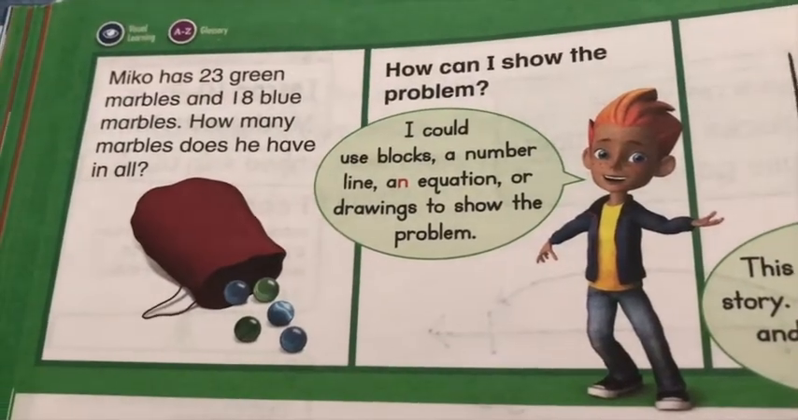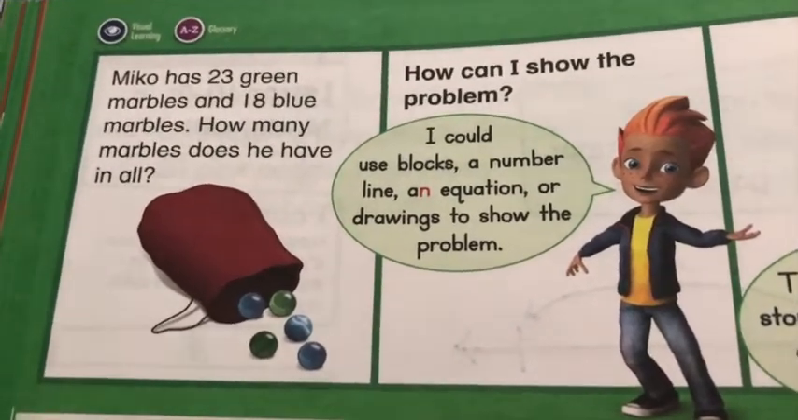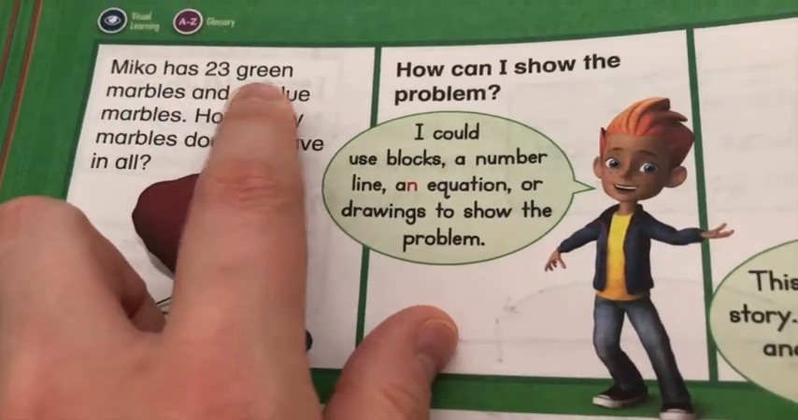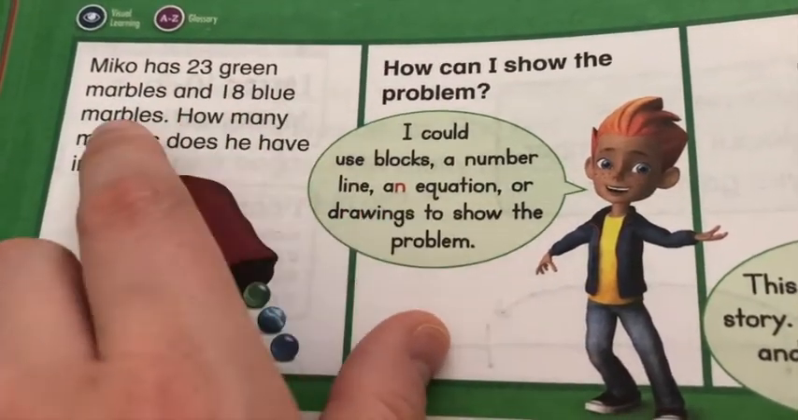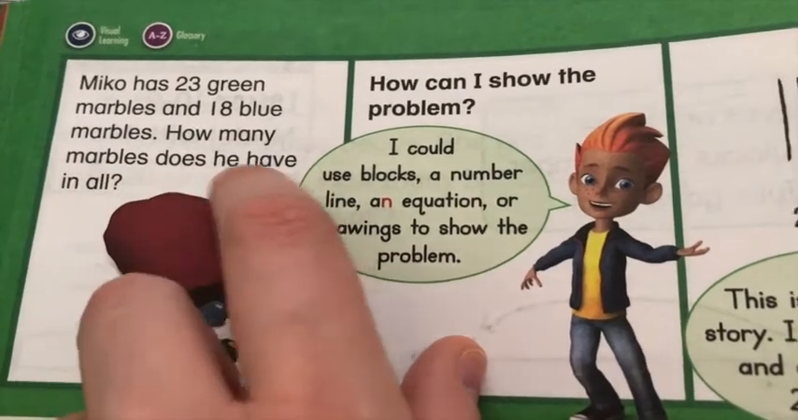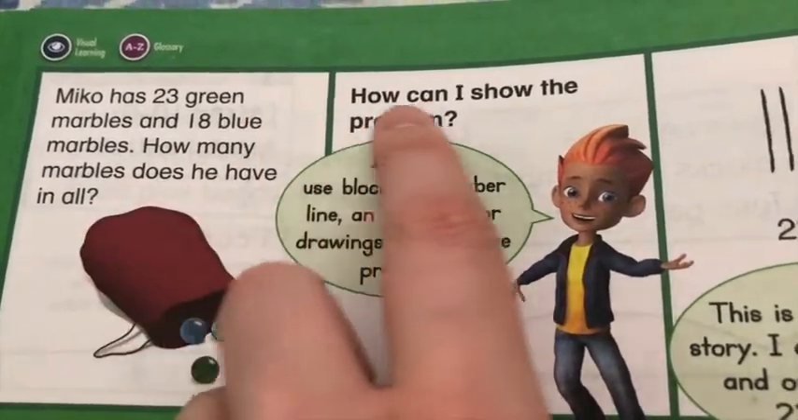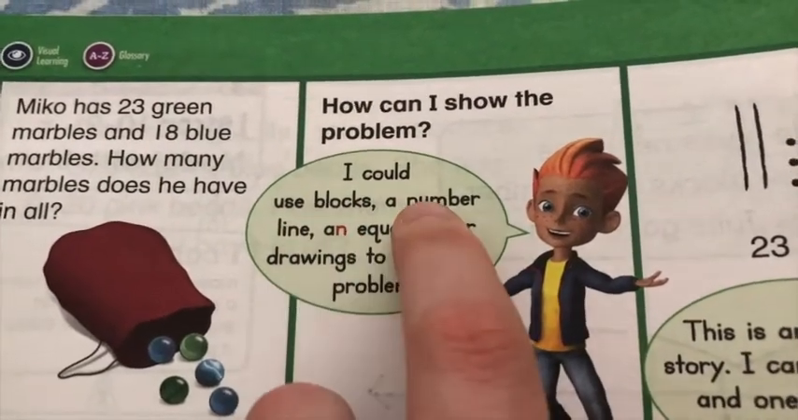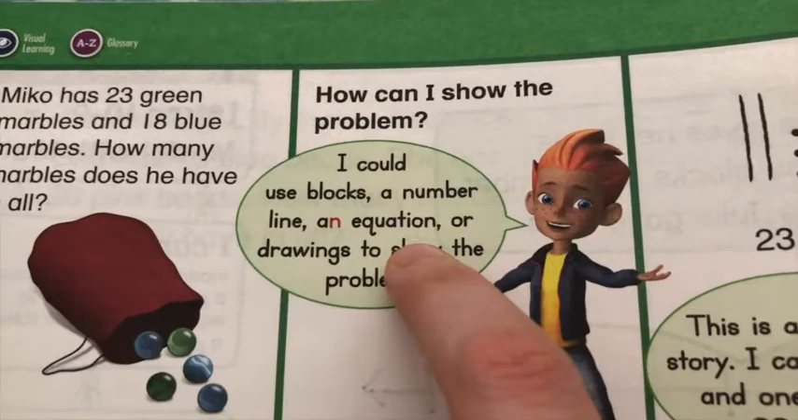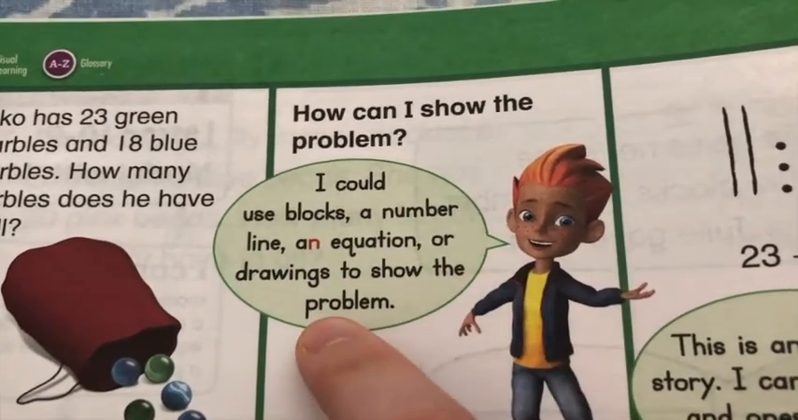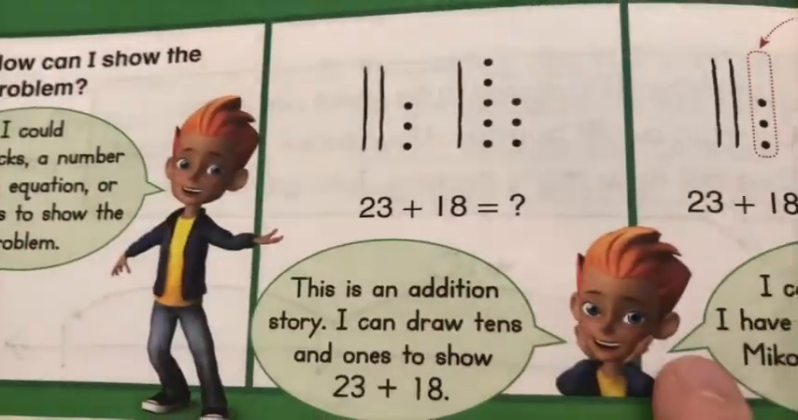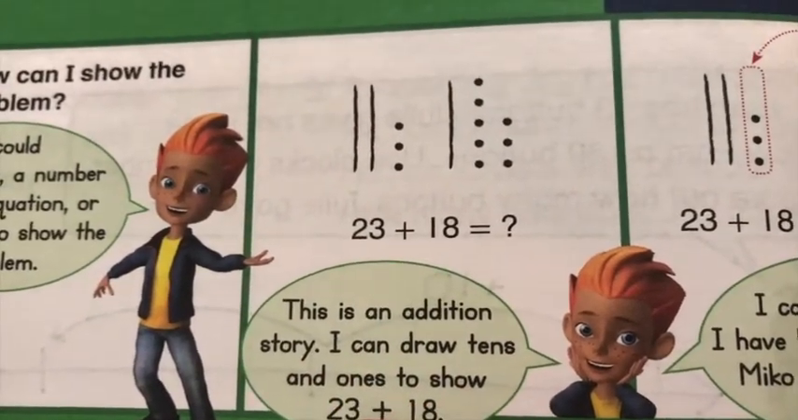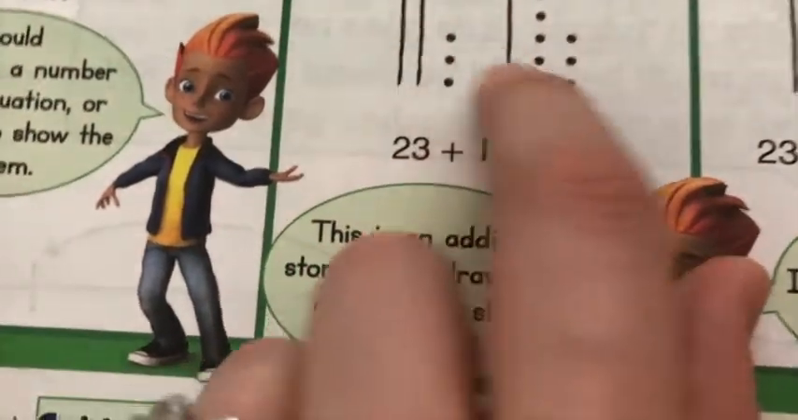Now turn the page to page 434. Let's read this section together. It says, Miko has 23 green marbles and 18 blue marbles. How many marbles does he have in all? How can I show the problem? Our friend says, I could use blocks, a number line, an equation, or drawings to solve the problem. Then he says, this is an addition story. I can draw tens and ones to show 23 plus 18. So let's see his drawing.